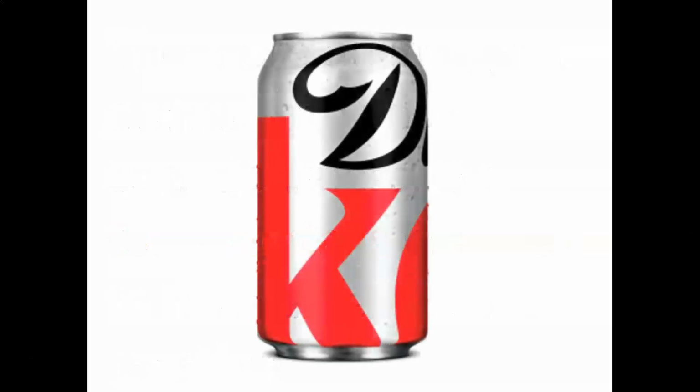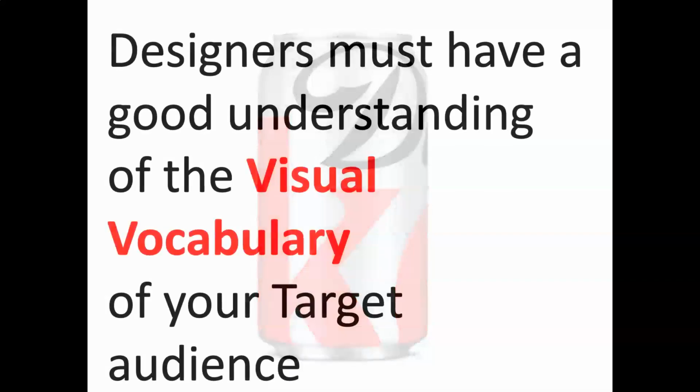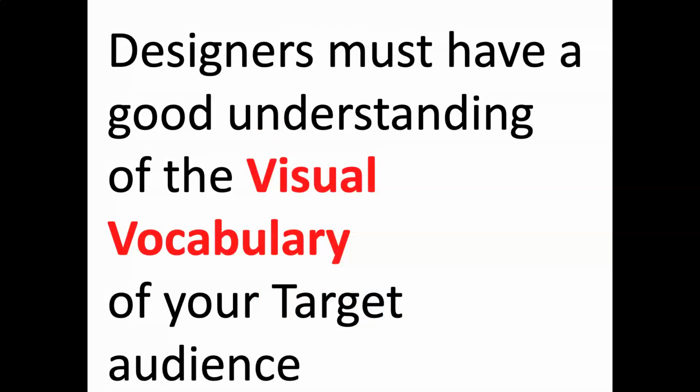So, this object has few details beyond shapes and colors, but it is recognizable and it can evoke an emotional reaction. So designers have to have a good understanding of the visual vocabulary of your target audience. What is going to appeal to them? What is going to get their attention? If you understand how they work, what is important to them, what they respond to, then you can use those elements when you design things, and you will get an effective response.